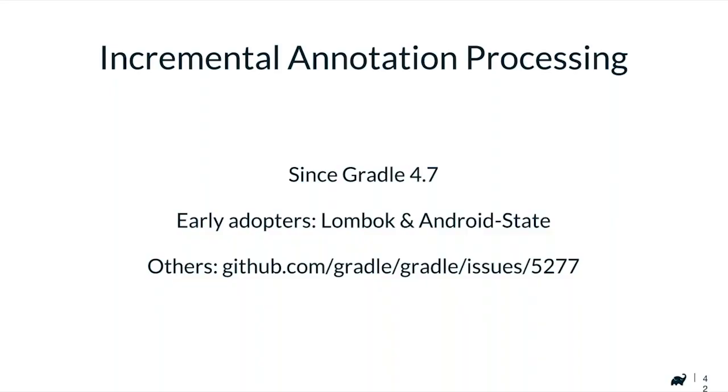We need help basically. We have some early adopters. Project Lombok, for instance, already jumped in. So Lombok is now incremental, which is great. Android State is another small annotation processor that is used in the Android ecosystem. They were the first ones. The day after Gradle 4.7 was released, they were on board. And then we have a list in this issue that's linked here of all the processors that we know that are popular. We just asked our user base, tell us what you are using, and a link to the issue or pull request where there's a discussion about that.